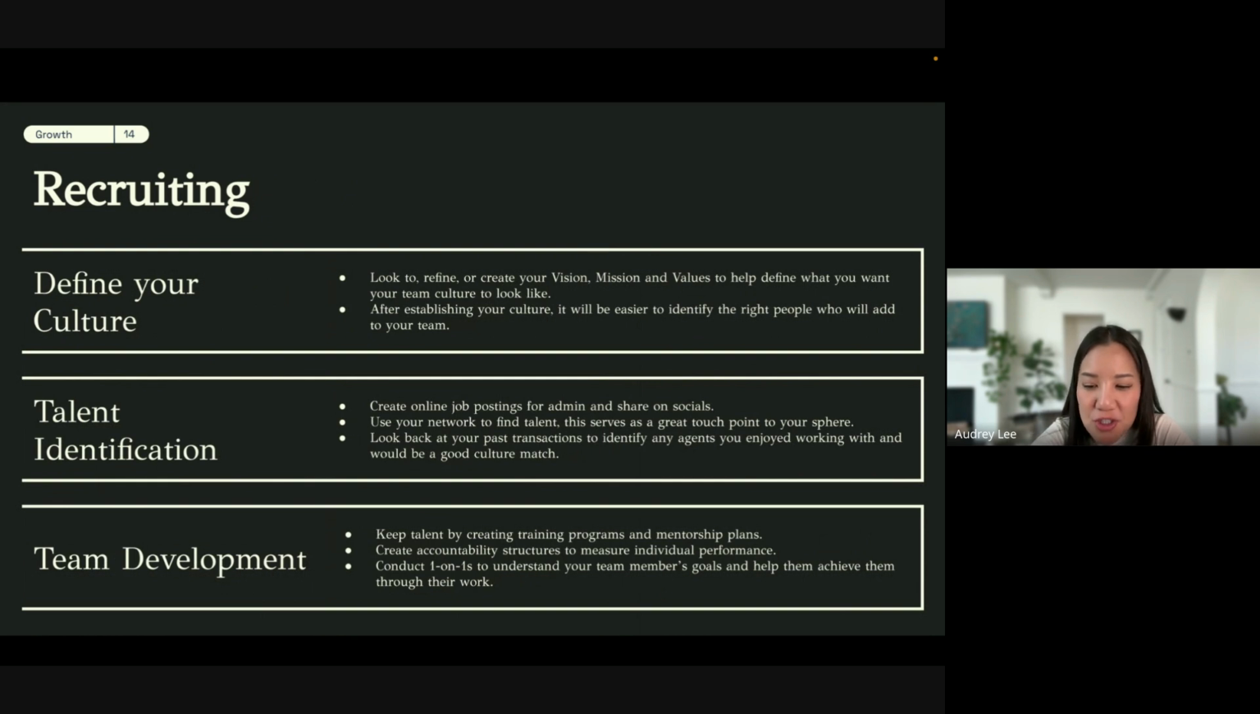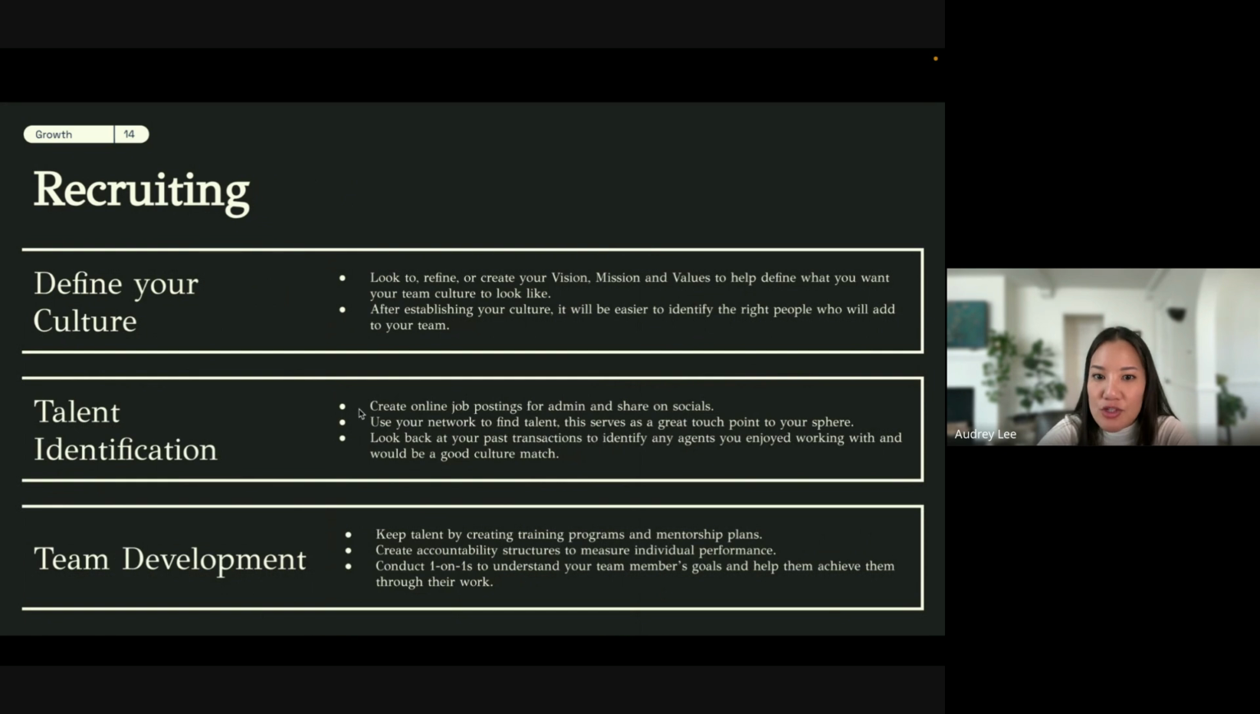You bring up such a good point, Tommy. I actually didn't put it in here, but it's having your ideal kind of an avatar of what agent you want. Because again, that is going to help you identify the right people that want to join your team. And then you can be more pinpointed in that talent identification. So you can do online job postings.